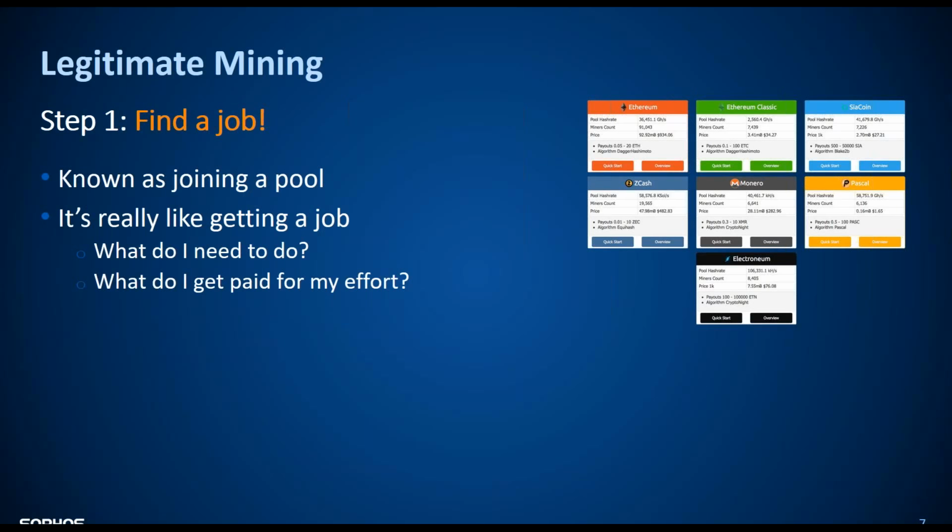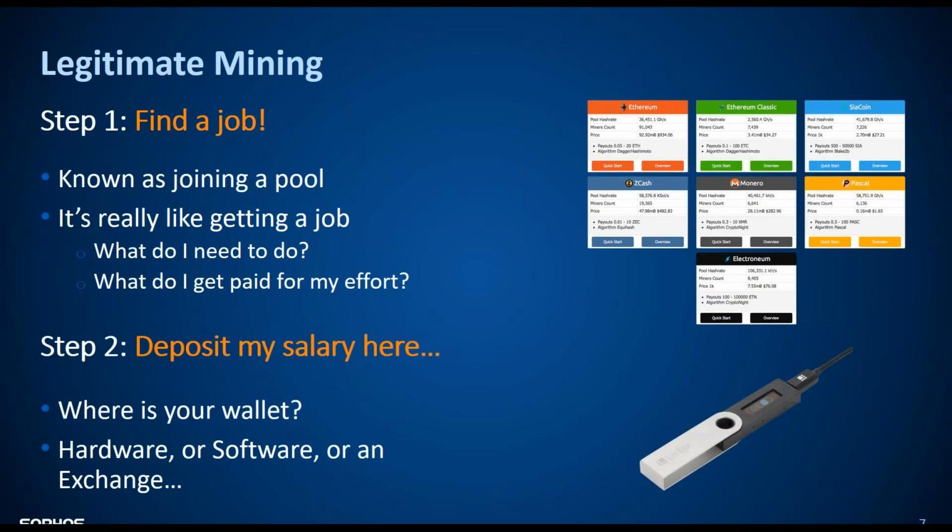So once you have found a job, of course you need something where you could put your salary in. So what do you need? You need a wallet for cryptocurrencies. And there are three options that you can choose. There's hardware, there's software, or an exchange. When it comes to software, this is the easiest approach. So you're just installing software, you have a software wallet, and there you go.